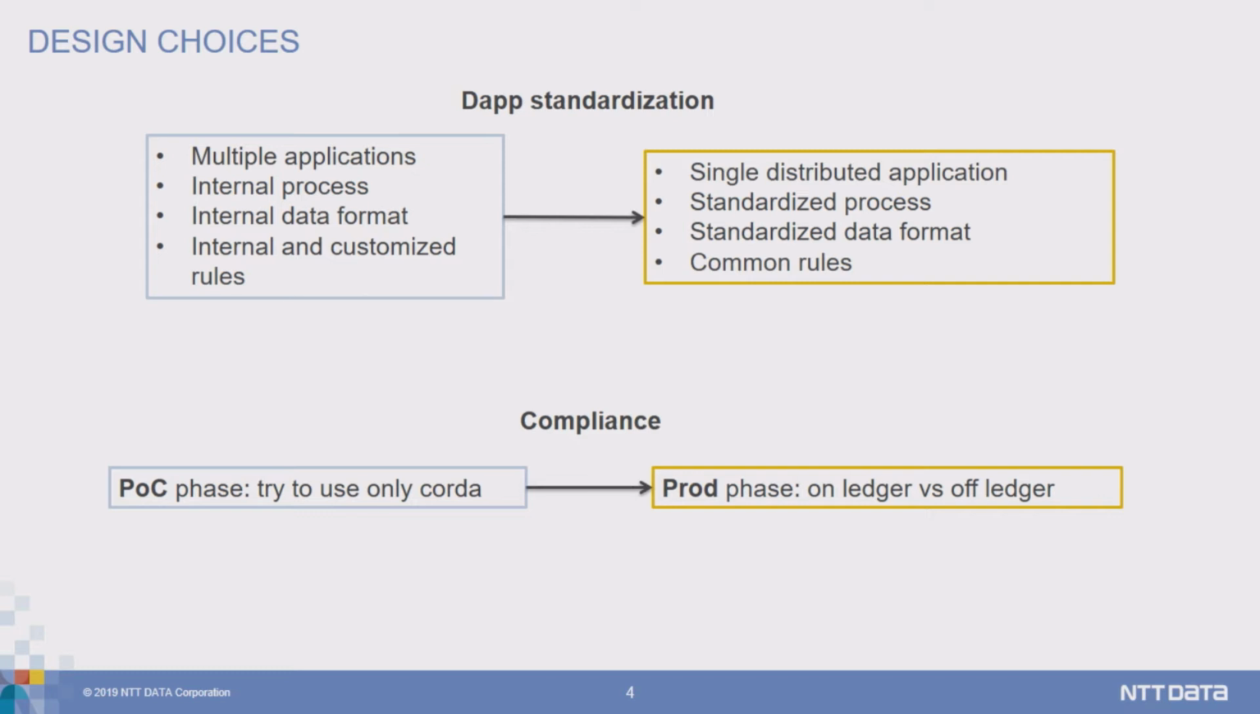We also have to deal with compliance. For example, in the POC phase, we tried to create an application and put all the data in Corda, but now in the production phase we must also take into account GDPR limitations. So we now have to analyze, for example, which data goes into the vault in the Corda ledger or outside.